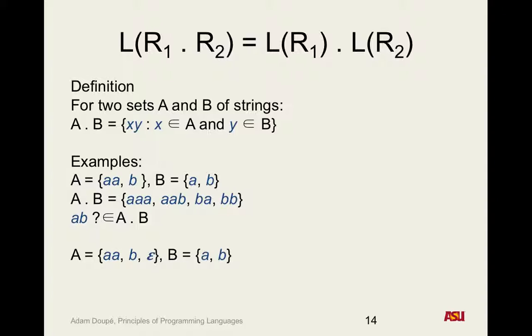Okay, so what about this? Epsilon in A, and A and B in B. So how many elements is this going to have?